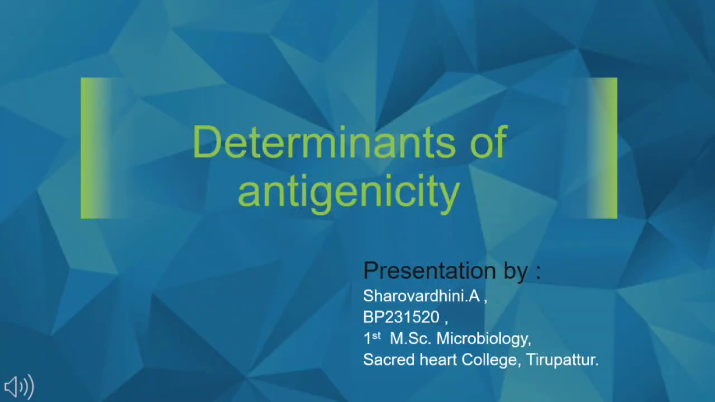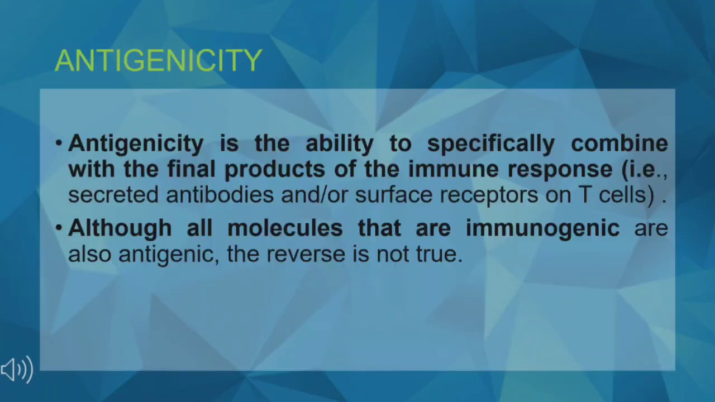And this is Sharavardhini. This video is about determinants of antigenicity, which explains the properties of an antigen. Determinants of antigenicity are a part of immunology. So, what is immunology? Immunology is the study of the immune system. Now, let's see the determinants for all types of antigen. Now, let's see the antigenicity.